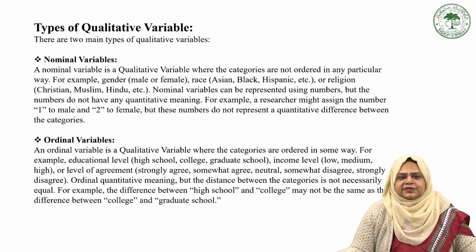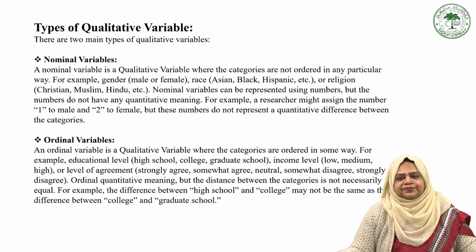Types of qualitative variables. There are two main types of qualitative variables, that is nominal variables and ordinal variables. Nominal variables are categories that are not ordered in any particular way, such as gender, race, or religion. These categories can be represented using numbers, but the numbers themselves do not hold any quantitative meaning. For example, a researcher might assign the number 1 to represent males and 2 to represent females, but this does not indicate a numerical difference between the genders.